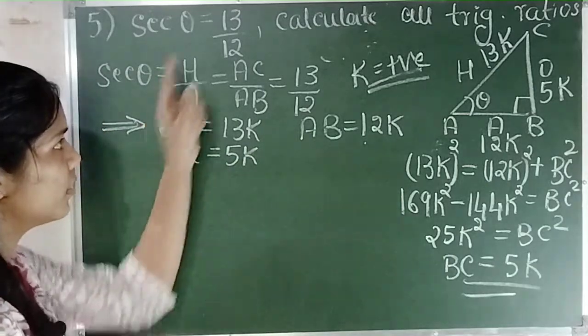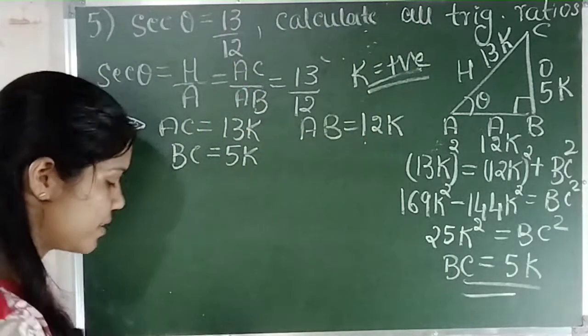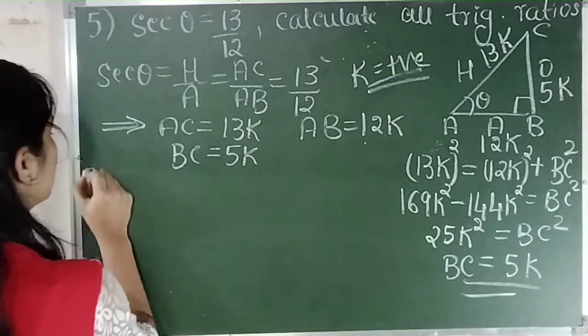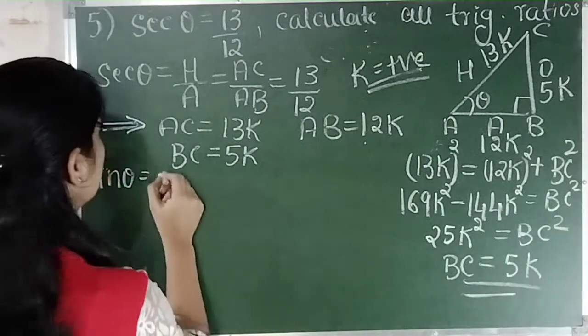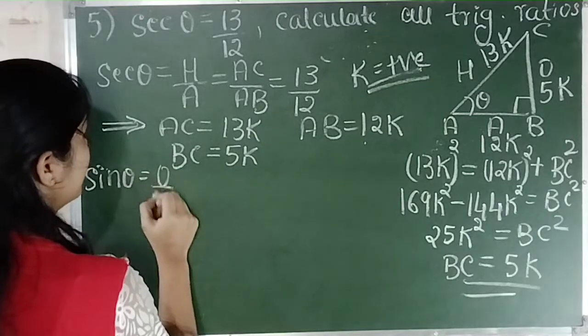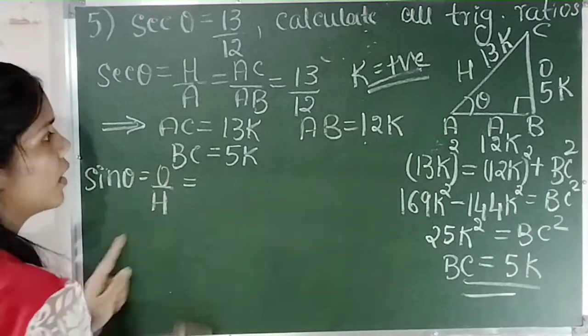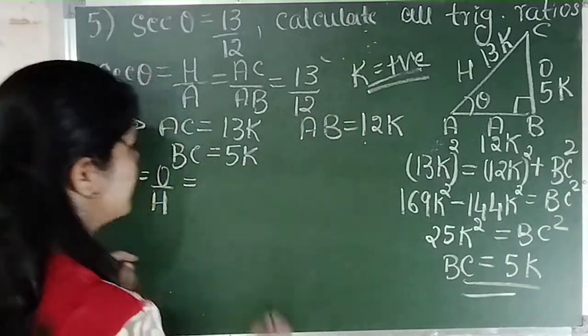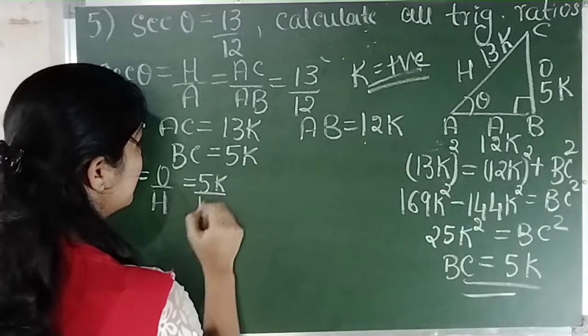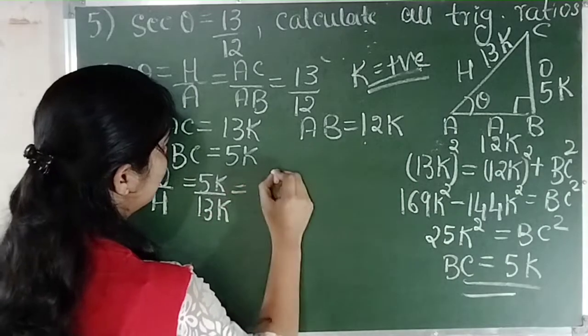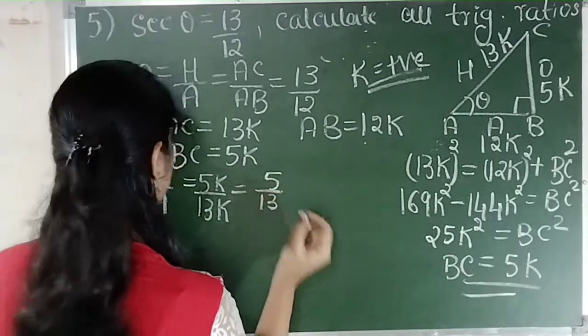Now calculate all other trigonometric ratios. First let us find sin theta. Sin theta is nothing but opposite by hypotenuse. So opposite is nothing but BC. BC is equal to 5K and the hypotenuse is AC, that is 13K. So this is equal to 5 by 13.